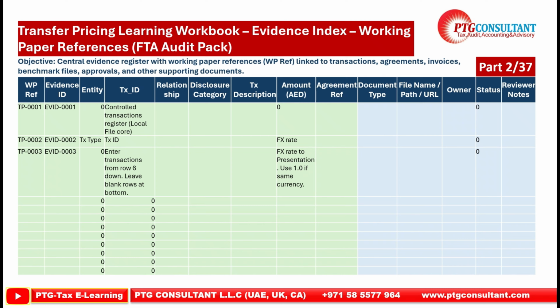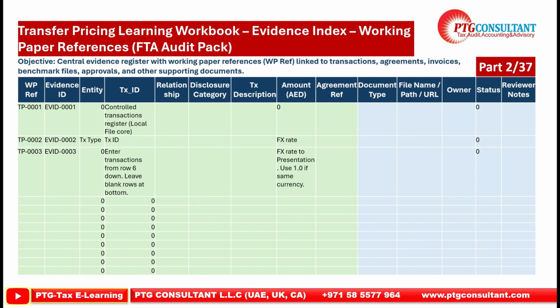This is crucial because FTA typically tests specific transactions, not just totals. Relationship and disclosure category confirm the related party relationship and the UAE TP disclosure category used in reporting, helping you defend categorization decisions. Transaction description and amount in AED capture the narrative and the value. If FX is involved, keep the FX rate and conversion logic consistent and documented.